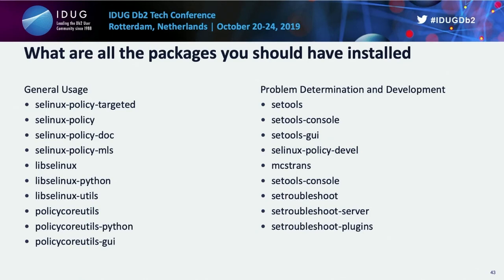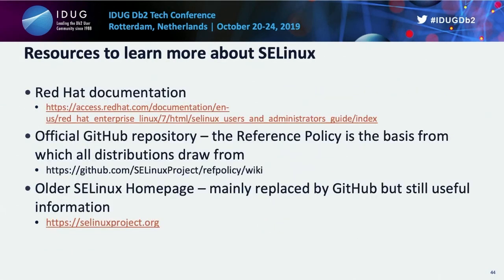There are some GUI tools that help you examine what policies you have applied, that let you search through all the policies, saying, well, I thought that should fail, why did it work? They let you examine rules that say, I'm looking at this domain, why did it have write access to this file? So there's a lot of searching through policies with tools like that. If you want to learn more about SELinux, Red Hat's documentation is really good. The official GitHub repository has the reference policy that has the basis for a lot of rules. And there's an old SELinux homepage, but I find it still has a few useful things that weren't moved over to their GitHub page, so take a look.